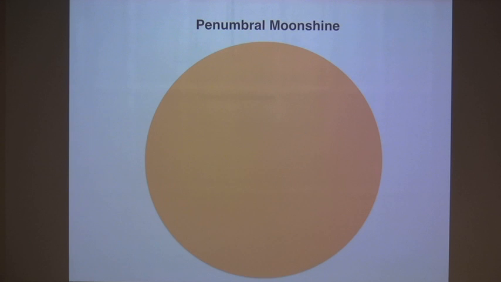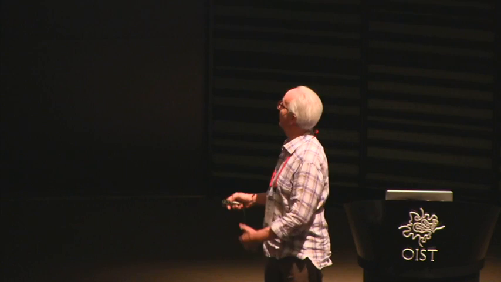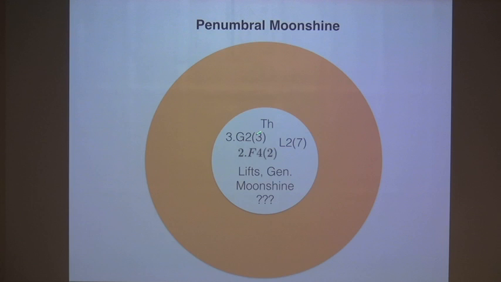So penumbral moonshine started with Thompson moonshine, which I will write down a modular function that exhibits this a little bit later. And similarly, it's been expanded, but expanded in a way that we don't understand nearly as well as in umbral moonshine. There are various other groups that are appearing. So G2(3) means you take the Lie algebra of G2, but you now work over the field with three elements, and 3 dot means that the group actually has a Z3 normal subgroup, and the quotient is this G2(3). But anyway, this is funny notation for finite groups, but these are large, not exactly sporadic, but still interesting groups. And there are connections to lifts and generalized moonshine, but we don't have the big picture.